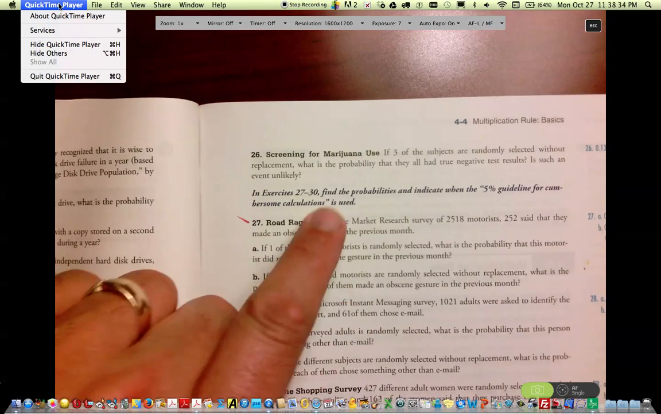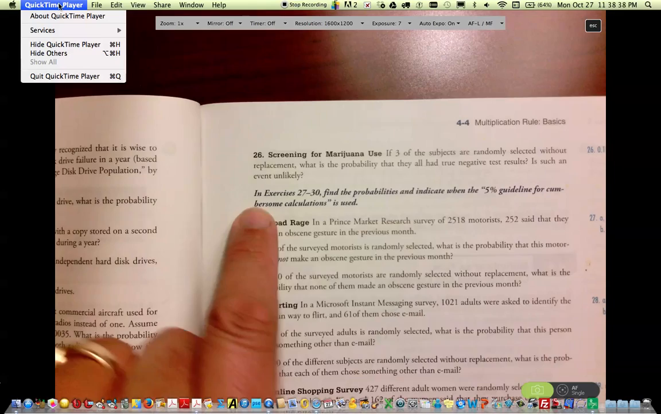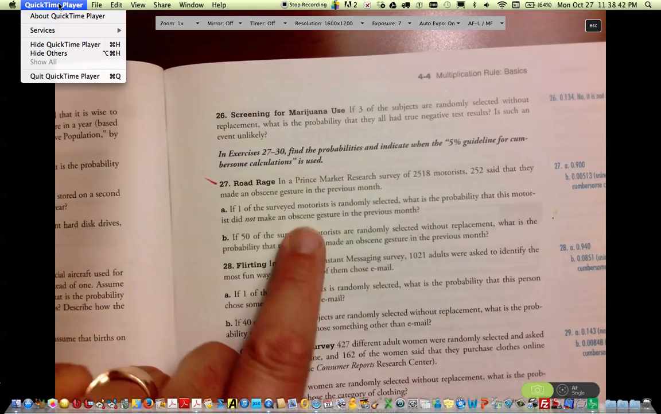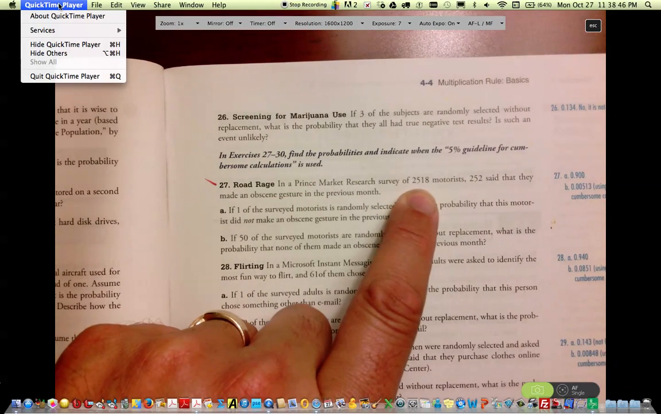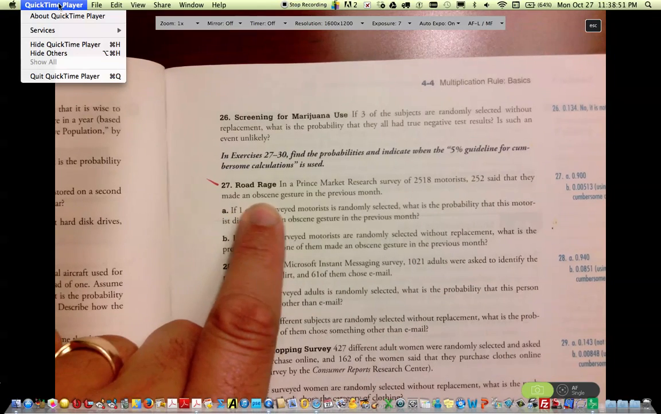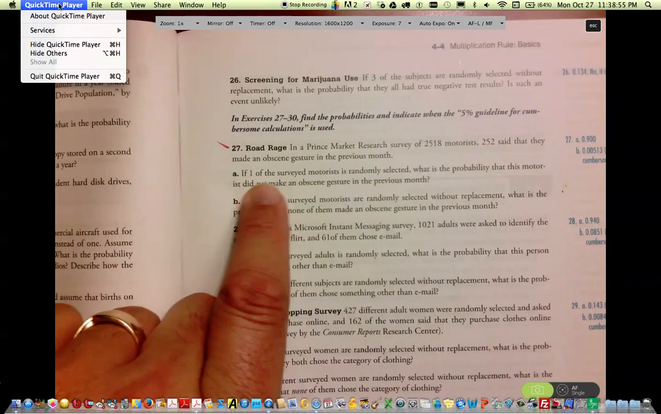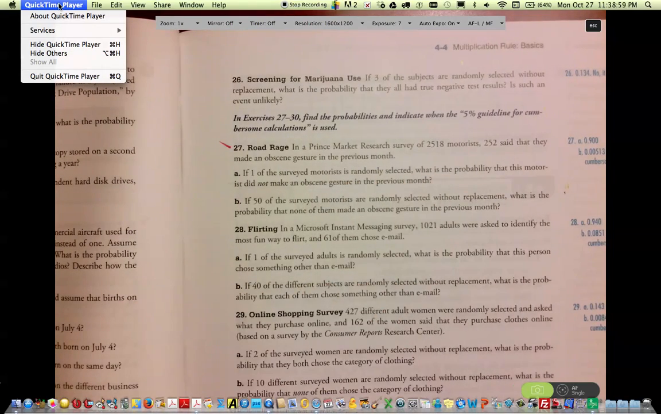This one says, find the probabilities and indicate when the 5% guideline for cumbersome calculations is used. All right, so here, in the Prince Market Research survey of 2,518 motorists, 252 said that they made an obscene gesture in the previous month. Okay, if one of the surveyed motorists is randomly selected, what's the probability that this motorist did not make an obscene gesture? All right, so this is going to be the complement rule.